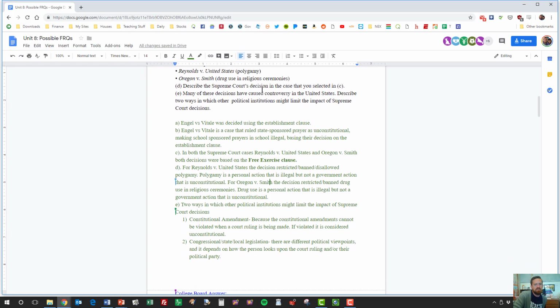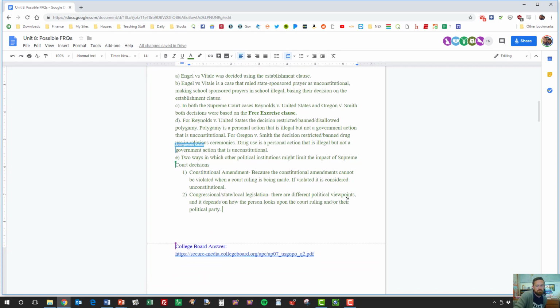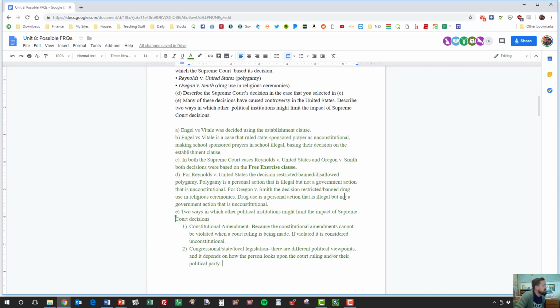There's an E. Many of these decisions have caused controversy. Describe 2 ways in which other political institutions might limit the impact of these decisions. We could have a constitutional amendment, because constitutional amendments cannot be violated. Yeah, that's true. Congressional laws. They could pass a law. Sounds good. And then we have a link to the College Board answer if you need it. Well done, question 2, people.